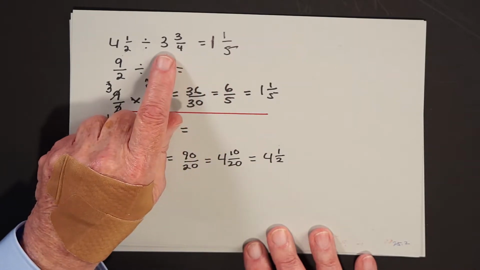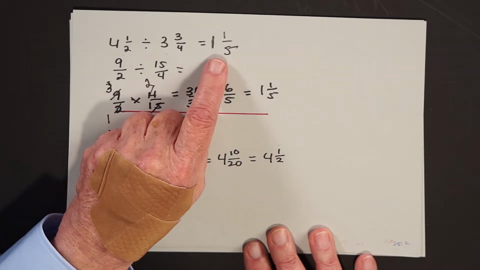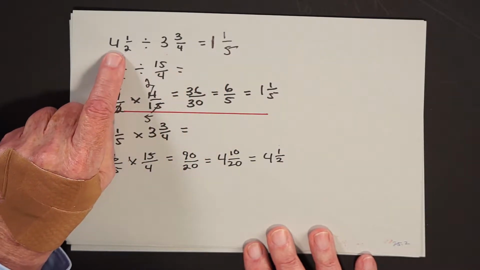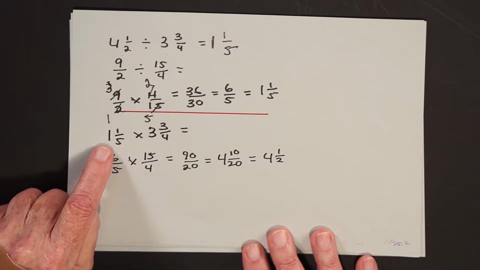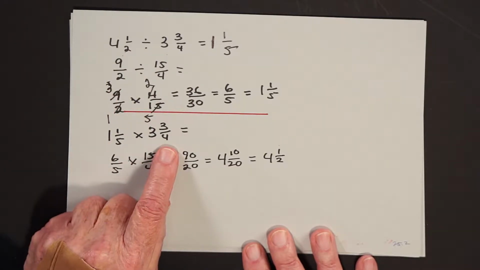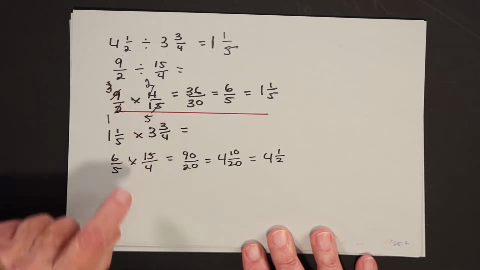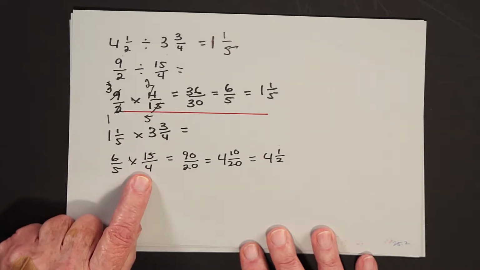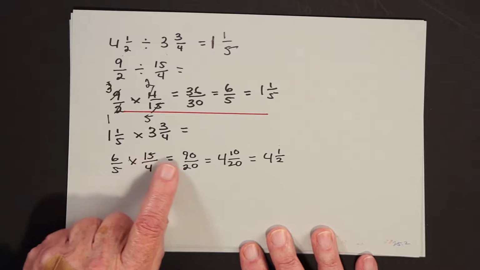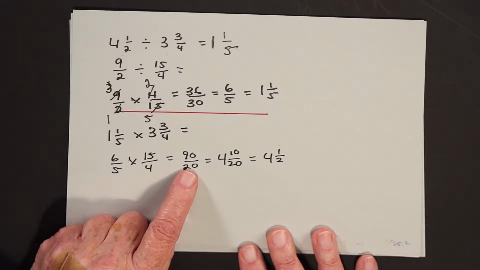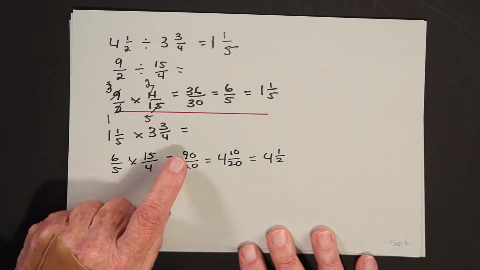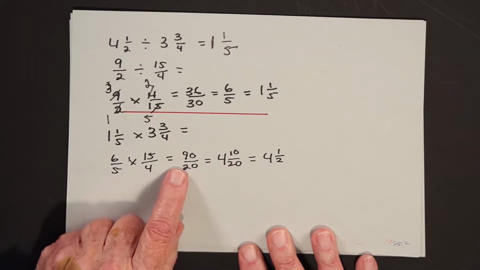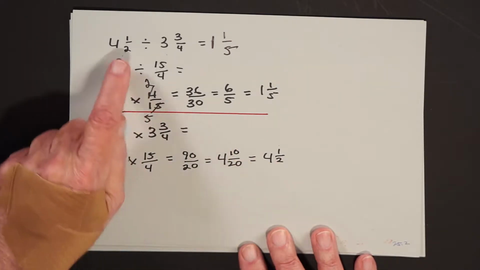But what's the way that we know for sure? If this is the right answer, what should happen is this is the number which, when multiplied by 3 3/4, equals 4 1/2. So we'll just do it. We'll take 1 1/5, multiply it by 3 3/4, and see if we get 4 1/2. 1 1/5 is 6/5. 3 3/4 is 15 fourths. We multiply. 6 times 15 is 90. 5 times 4 is 20. 90 over 20 is the same as 9 halves. Or you can write it as 4 10/20 by division as a mixed number, and that's 4 1/2, which is exactly what it should be.